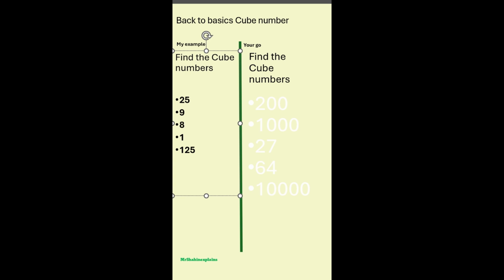Right, so if you give me 2 minutes, I'll explain cube numbers for you. Cube numbers are the results of multiplying the same number by itself 3 times. So an example for that, 3 times 3 times 3 is 27. That makes 27 a cube number.